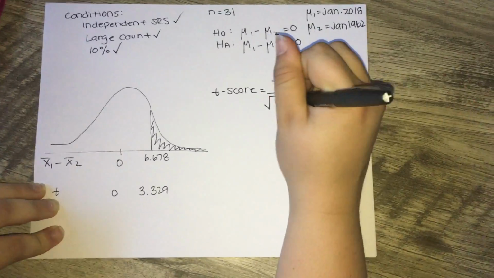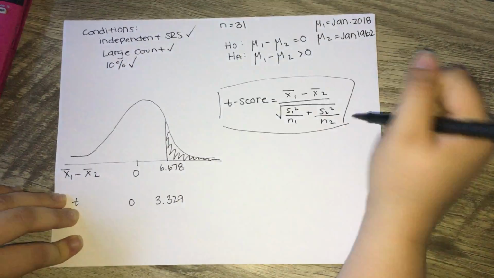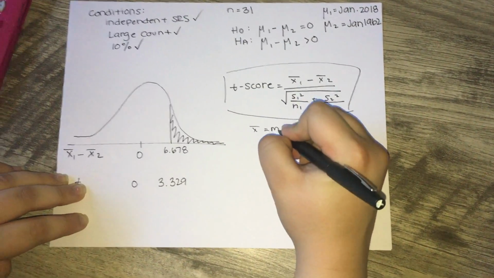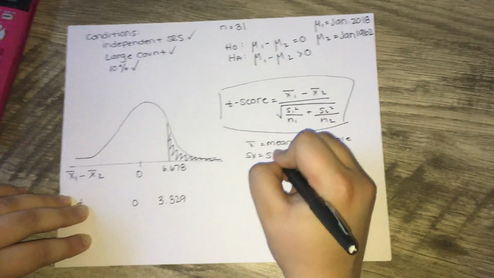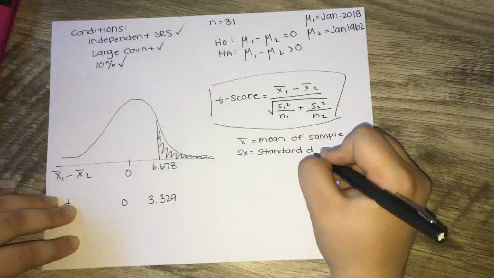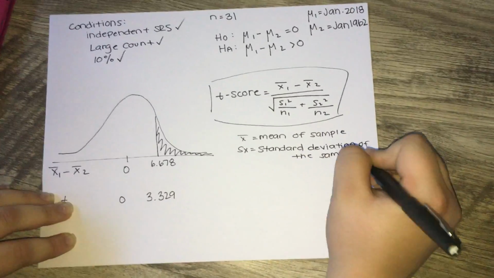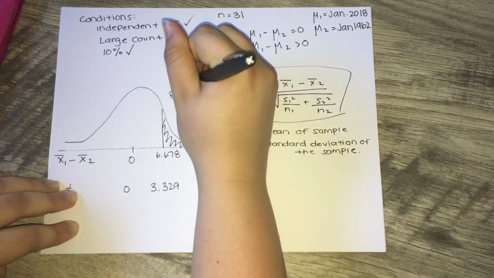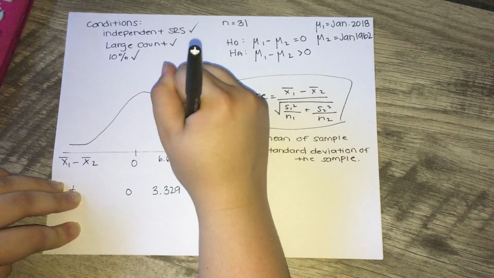The formula for the test statistic is the mean of sample 1 minus the mean of sample 2 over the square root of the sample's standard deviation squared divided by the population size of sample 1 plus the sample's standard deviation squared divided by the population size of sample 2. Referring back to the graph, after calculating the test statistic, we were able to find the p-value, which is represented by the shaded portion. And now Madison and Pauline will interpret the data.